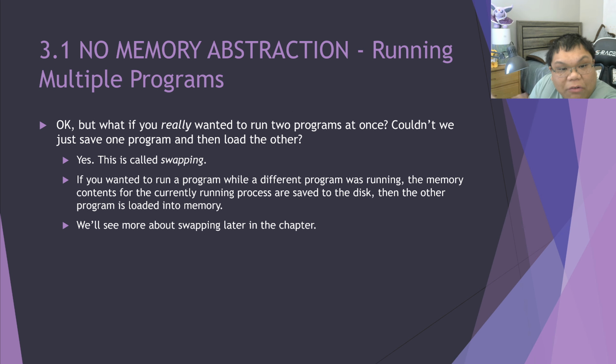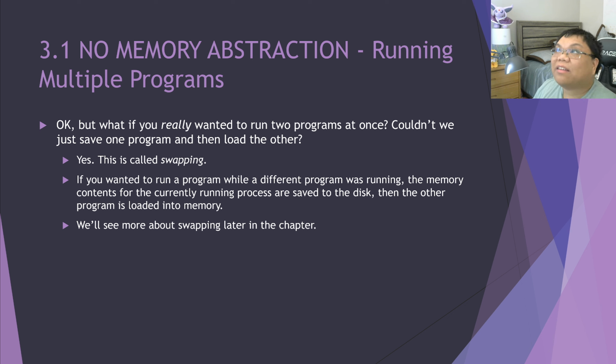Okay, but what if you really wanted to run 2 programs at once? Couldn't we just save one program and then load the other? And yes, this is what we're actually gonna get to in a little bit. This is called swapping. When you have a program loaded into memory, if you wanted to load another program, all you gotta do is save that first program, store it somewhere, say in secondary storage on a hard drive, and then you can load in the other program. If you wanted to load that other program back, you have to unload that program, put it into secondary storage, and reload that program.